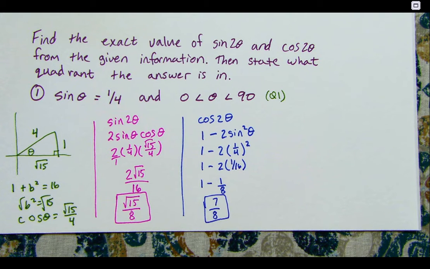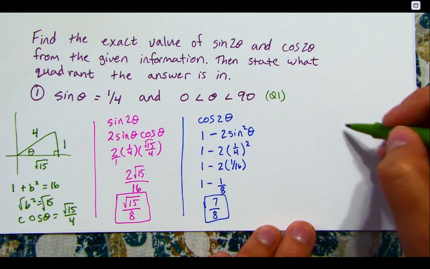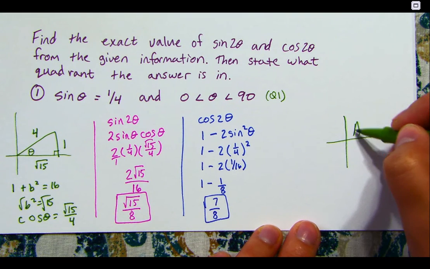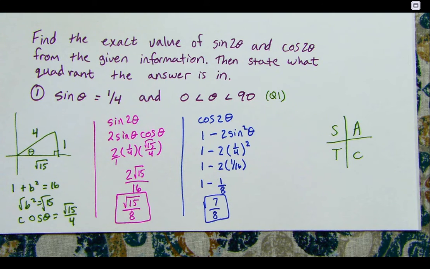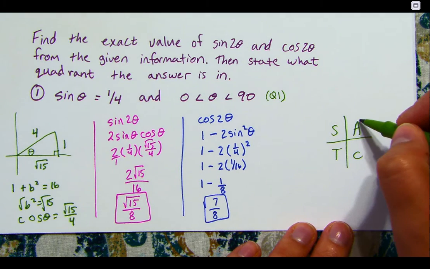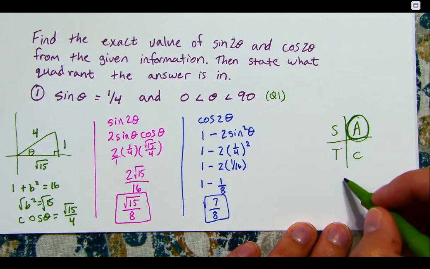And then to answer the second part of the question, what quadrant is our answer in? So again, if you need to, you can write this out. All students take class. So our sine answer and our cosine answer are both positive. So that means that it has to be in this first quadrant.